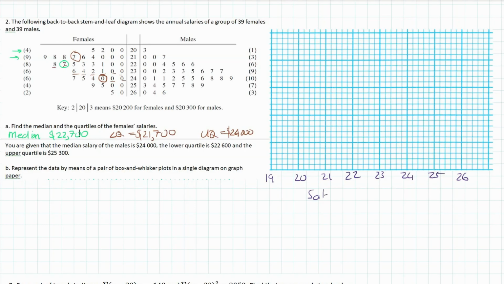So, salary in thousands of dollars. Okay, let's do the males one first. You look at their lowest value, which is 20,300. Each of these little squares is worth 200, so 20,300 would be here.